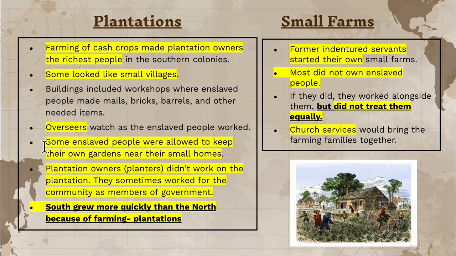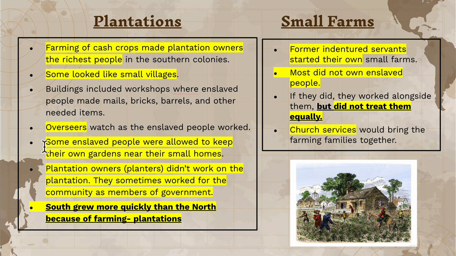Now, here where it says some enslaved people were allowed to keep their own gardens near their homes, that did not usually happen. And again, I want to reiterate that that is just a very small, itty-bitty thing that they would have been able to do. Their lives were controlled in every other way, shape, or form while they were living there.